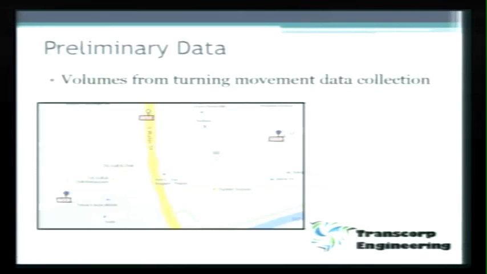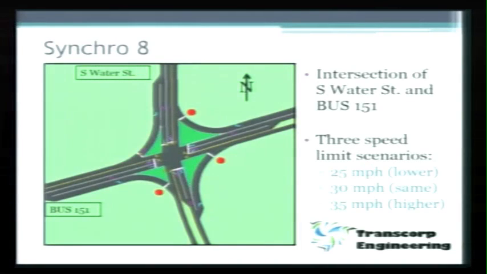The volumes that were used in those turning movement counts were then input into the software. Just for an example, this is what the software would look like. This is Water and Business 151. Three speed limit scenarios were analyzed: 25, which is lower, 30, which is the current speed, and 35, which would be raised.